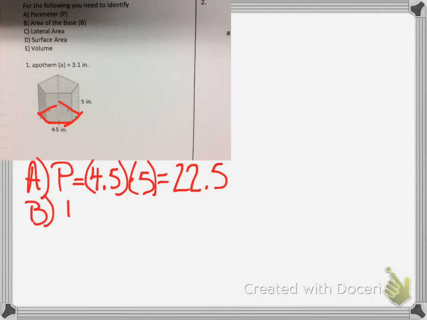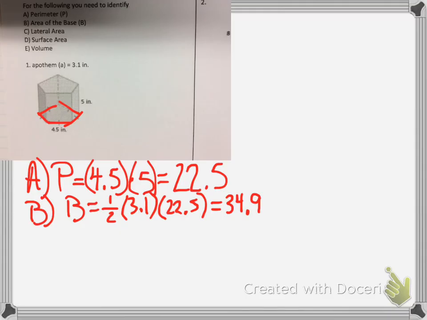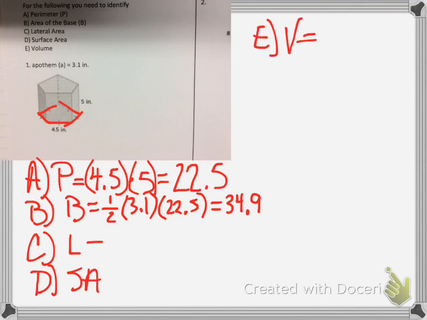Then you need to find the area of the base. And again, you would use the formula here on the regular polygon, half of the apothem times the perimeter. Come back over here. And if you said half of the apothem, which is 3.1, times the perimeter, which was 22.5, you would get 34.9. Then you could get the lateral area and the surface area and the volume because you now have everything that you would need.